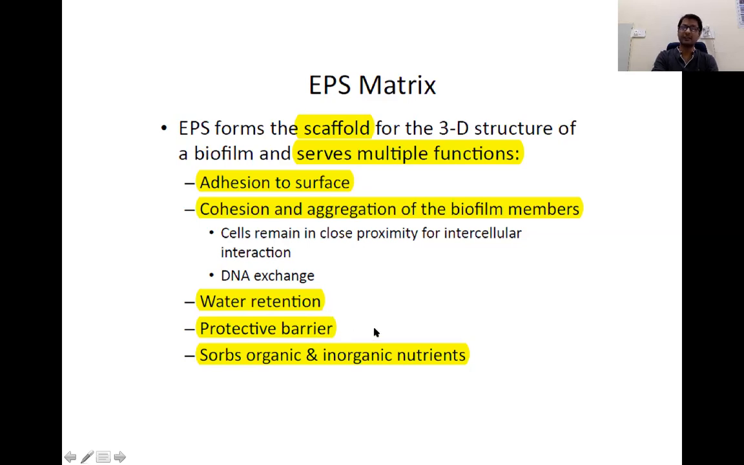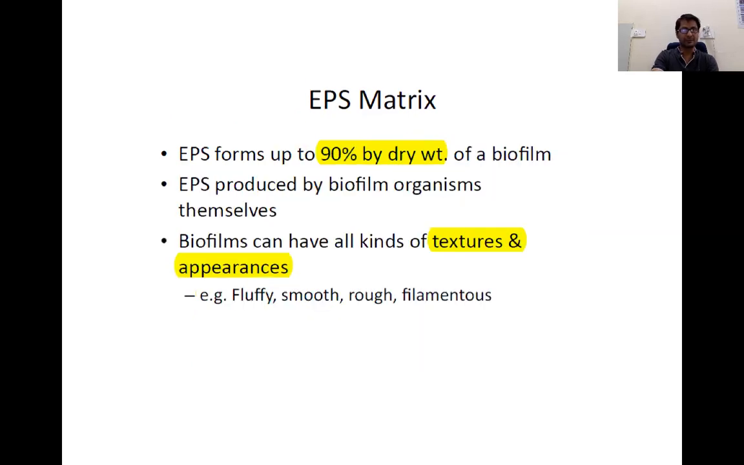It is a protective barrier against a number of antibiotics, as I told you, and it also absorbs organic and inorganic nutrients for the biofilm members. EPS forms up to 90% of the dry weight of the biofilm, so it's a huge amount. EPS is produced by the biofilm organisms themselves. So the microbes present in the biofilm self-produce the EPS. And biofilms can have all kinds of textures like fluffy, smooth, rough, and filamentous. These kinds of appearance are also found in a number of microbial colonies, as they are the same attributes found in biofilms.